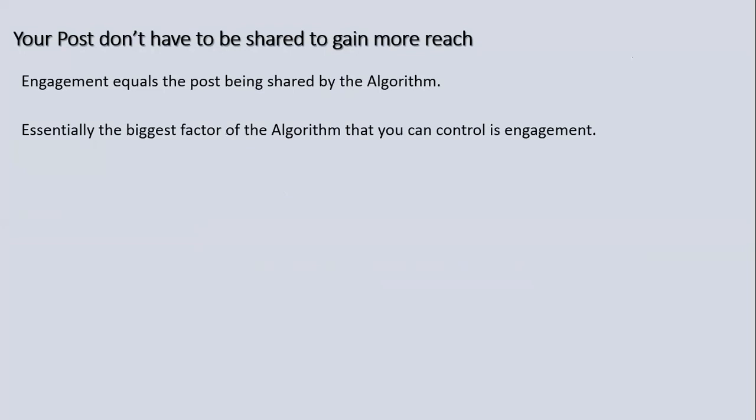You don't have to be shared to gain more reach. Engagement equals the post being shared by the algorithm. Essentially, the biggest factor of the algorithm that you can control is engagement. You can engineer engagement from all of your Facebook posts.